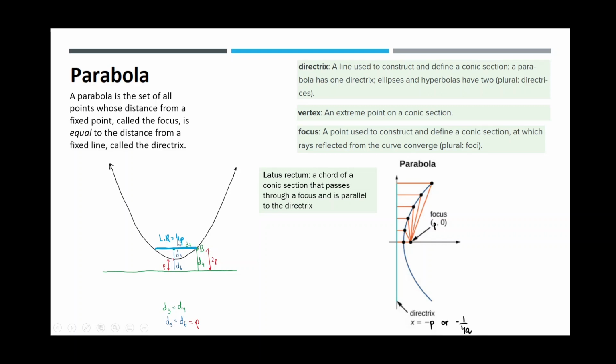The size of this would be 4P. Why would that be 4P? If you look from the vertex down to the directrix, that's size P, and from the vertex to the focal point is also size P. That means this is 2P. And we know d4 is the same size as d3, so from the focal point to point B, that's 2P. Because we're going all the way from this edge all the way here, that would be 4P. So the size of the latus rectum will always be 4P.